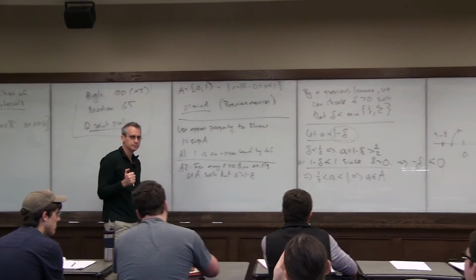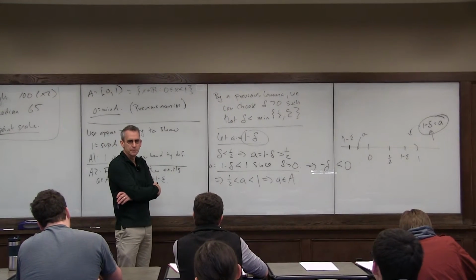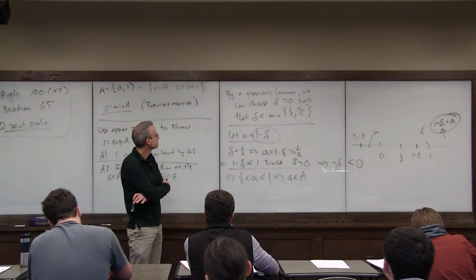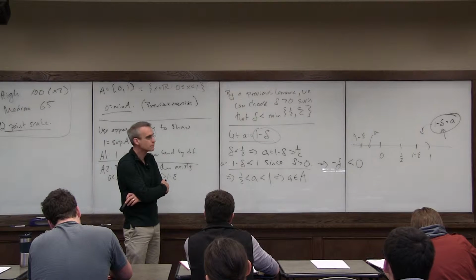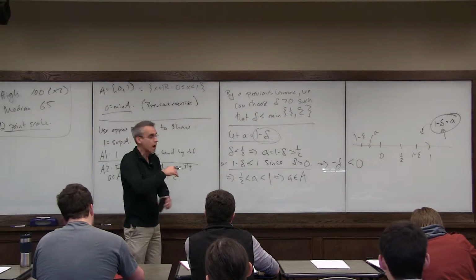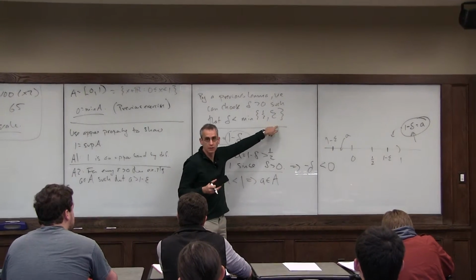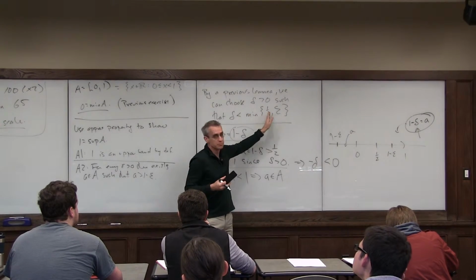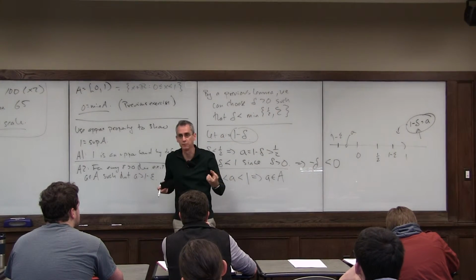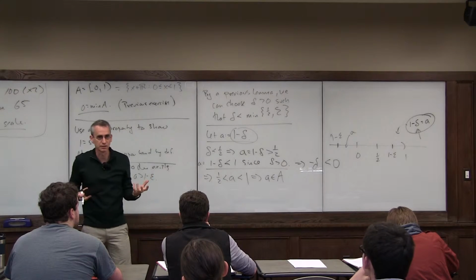Yes? I think the part that I don't get is which limit you use to define delta. I'm using both. You mean a half and epsilon? I'm using both. That's why I'm taking the minimum. I'm choosing delta smaller than both of them, because I have two tasks, right?